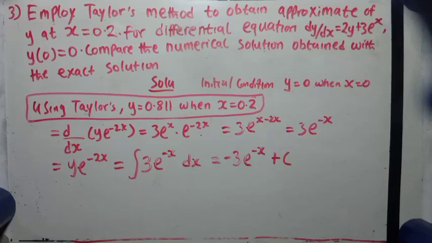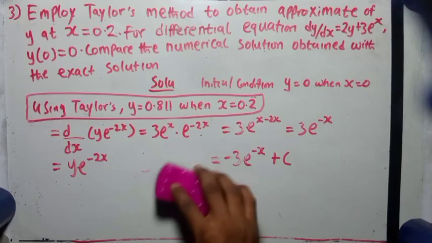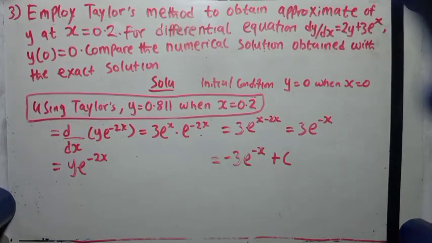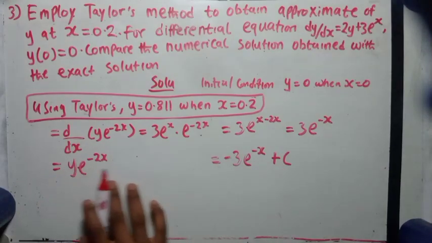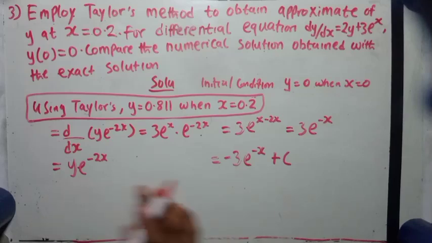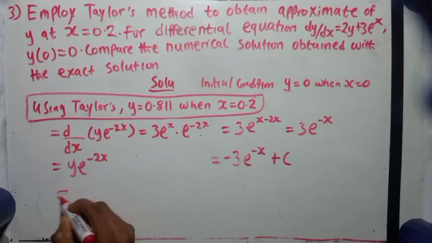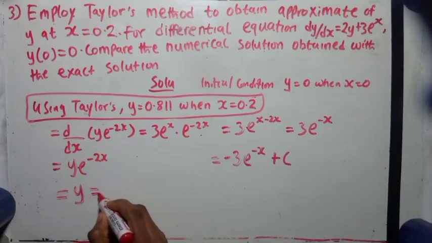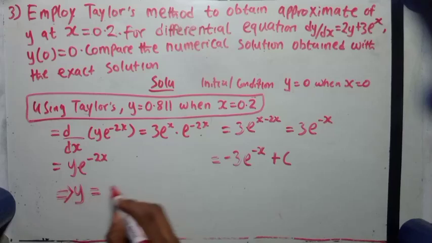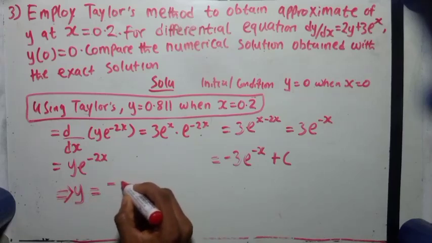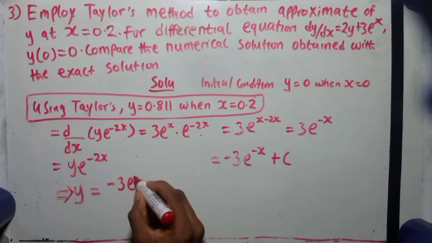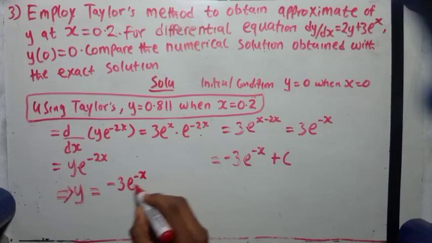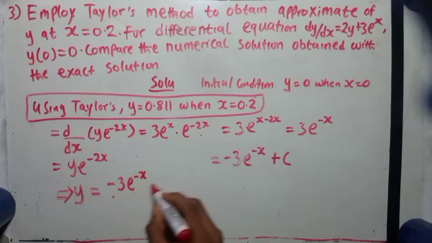So this is our answer. So we have that this is equal to this. Now I'm going to divide both sides by exponential minus 2x, and we have this to be minus 3 exponential minus x.